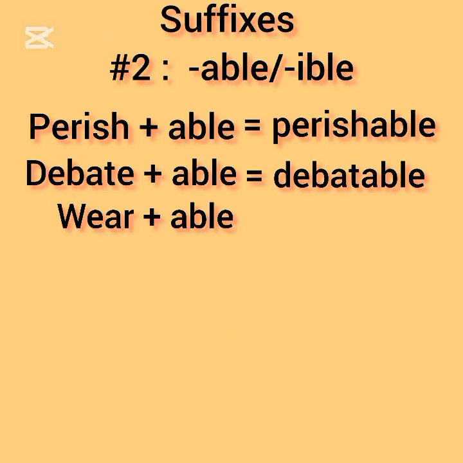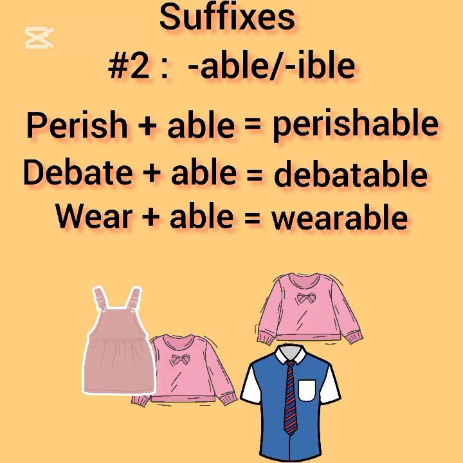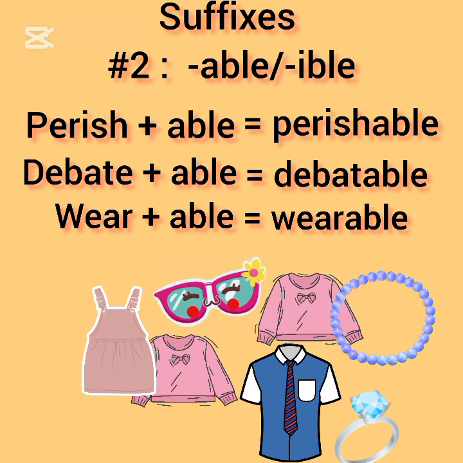The next word is wearable. Anything which can be worn is called wearable, such as your clothes, your sunglasses, your jewelry. Anything which you can wear is called wearable.